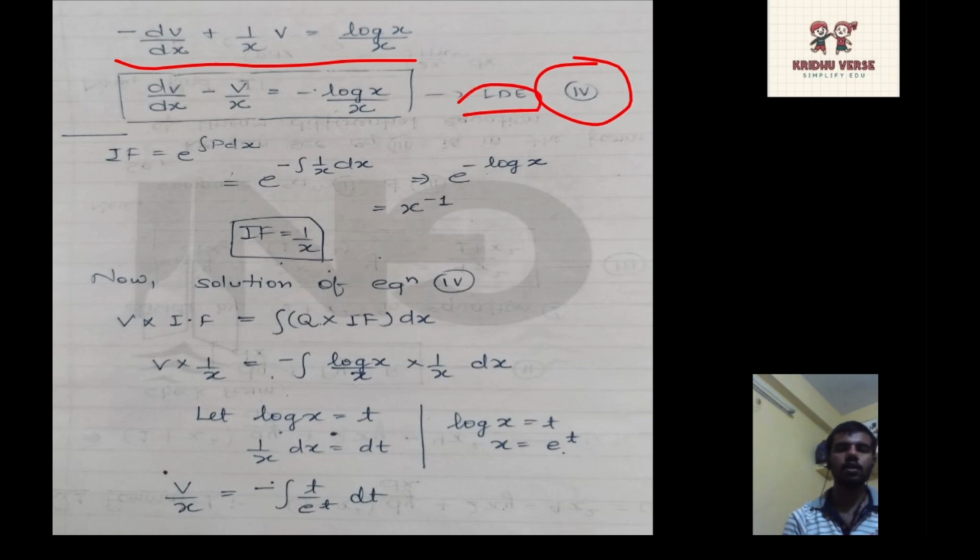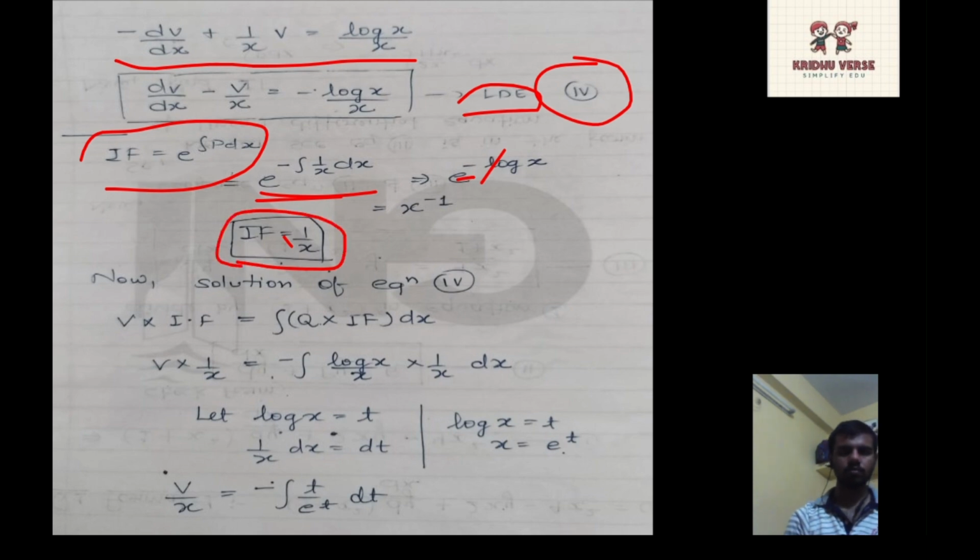For the solution of a linear differential equation, we have to find the integrating factor. The integrating factor formula for this format is IF equal to e to the power integral P dx. Here P is minus 1/x, so e to the power integral of minus 1/x dx. You know the formula, integral 1/x equal to log x. So here IF equals e to the power minus log x. Now e and log cancel each other, so IF equals 1/x.